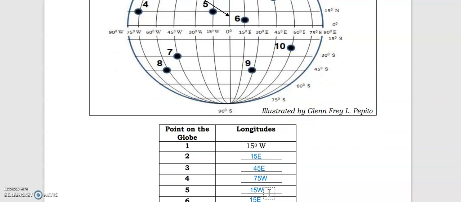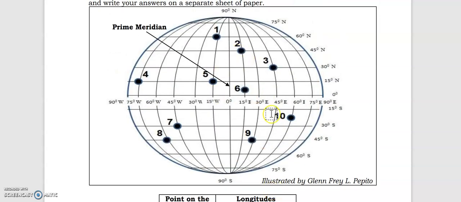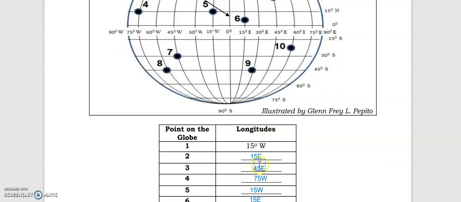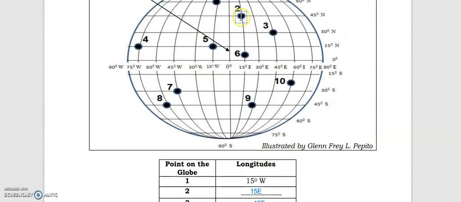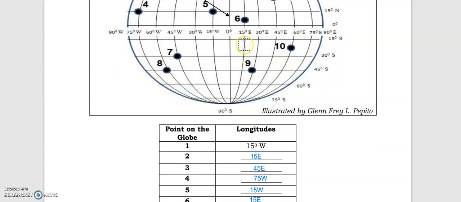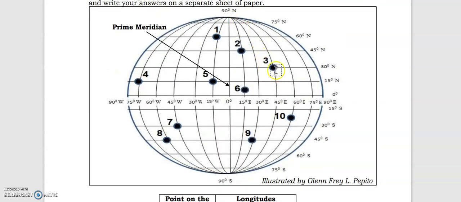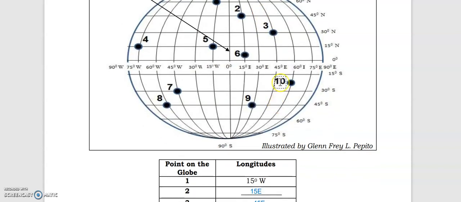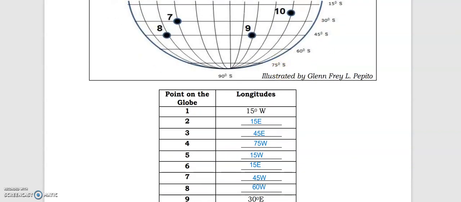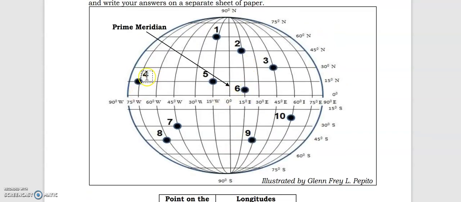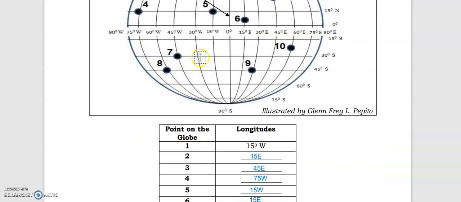Unit kasi spherical ang ating globe. So, meron siyang unit na degree. So, point 2, nasa 15 degrees and it's east. Point 3, that's 45 degrees and it's east. Point 4 is 75 degrees west. Point 5 is 15 degrees west.